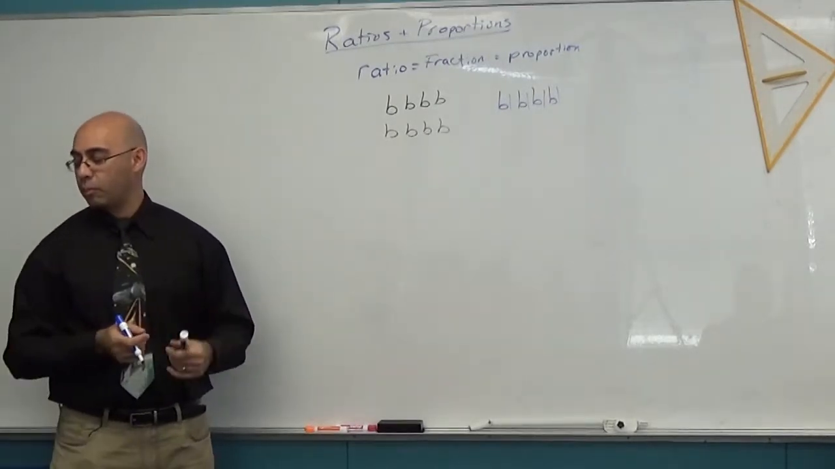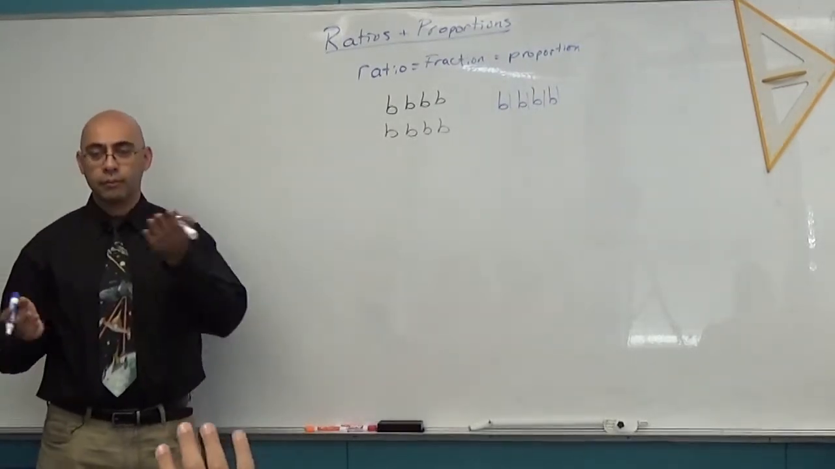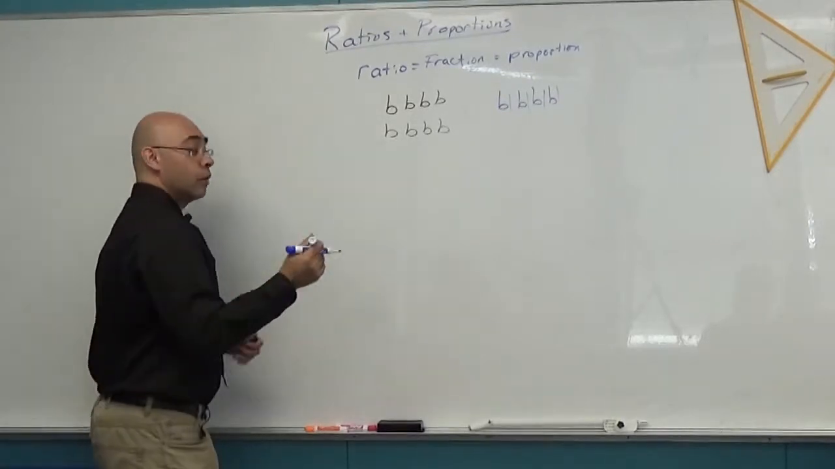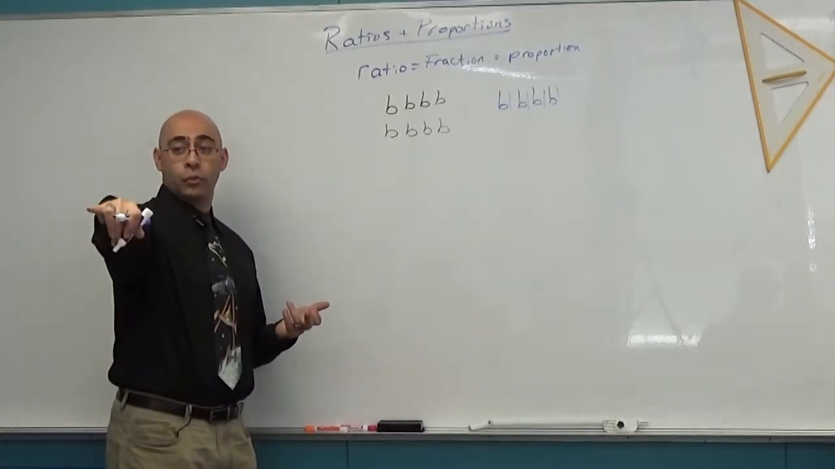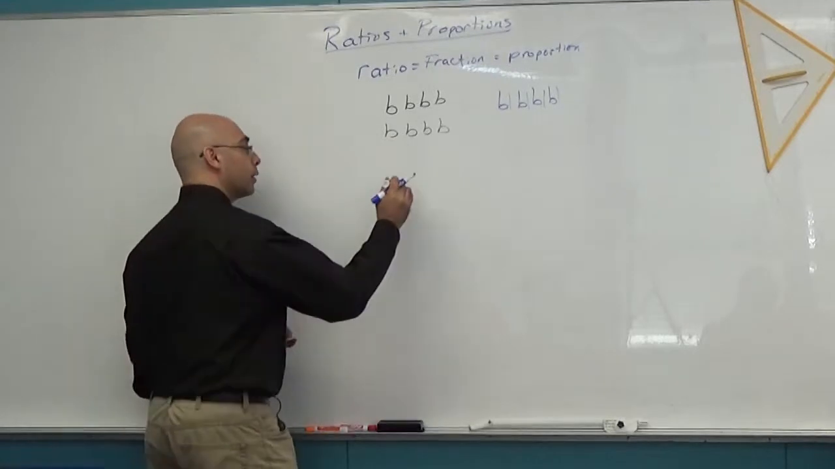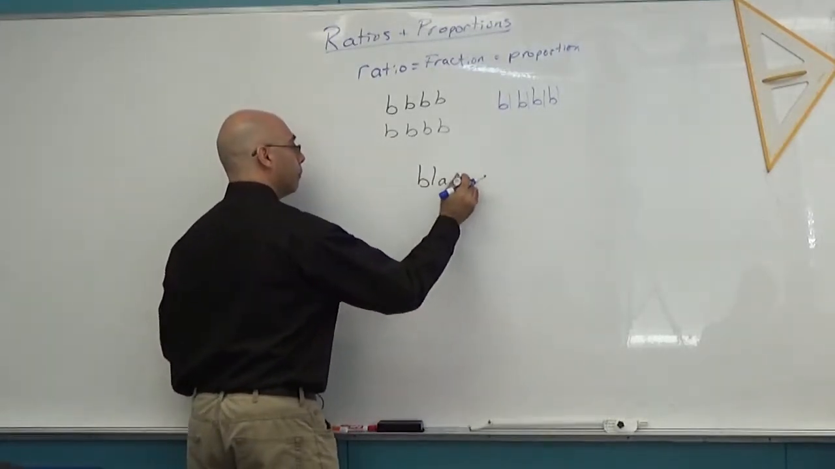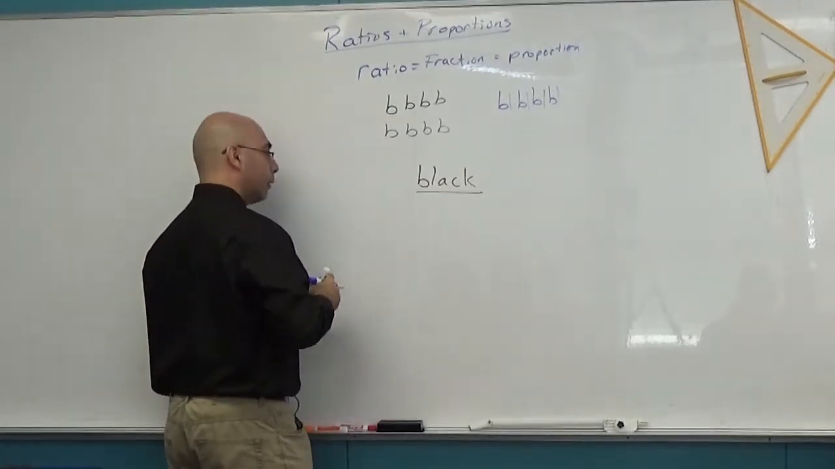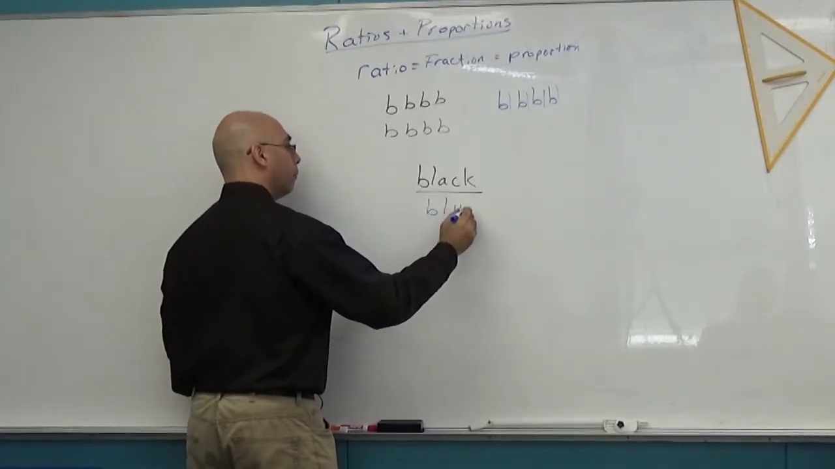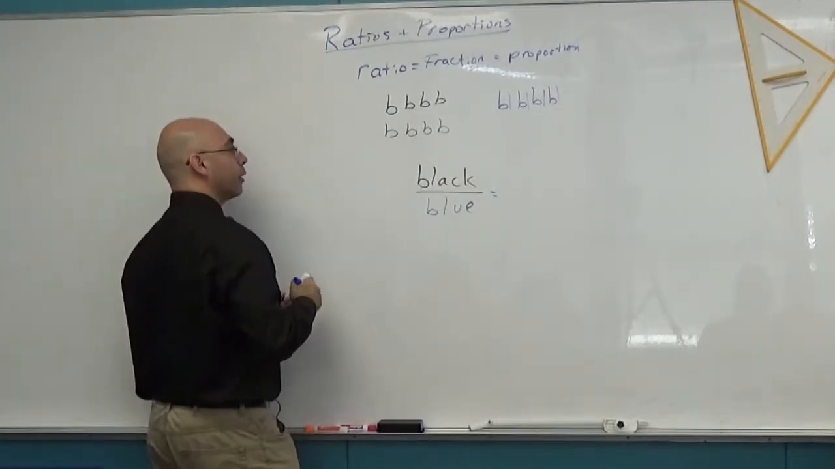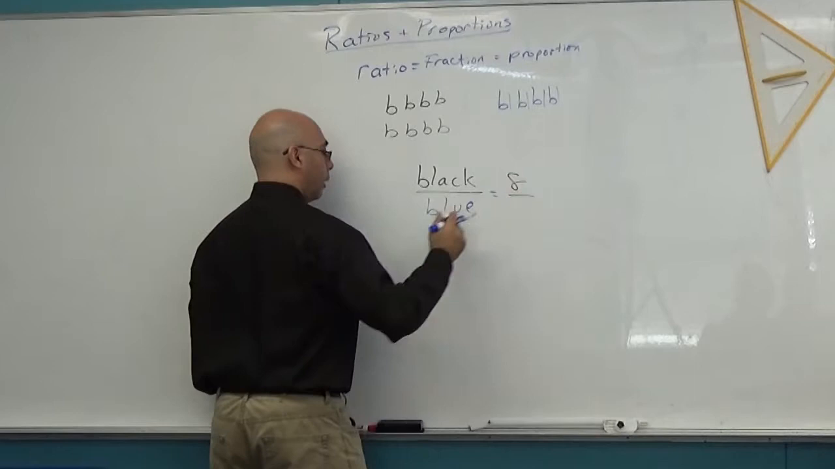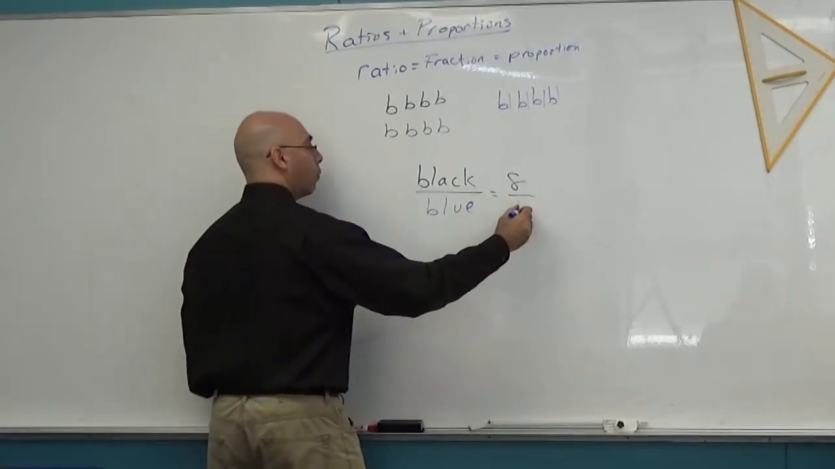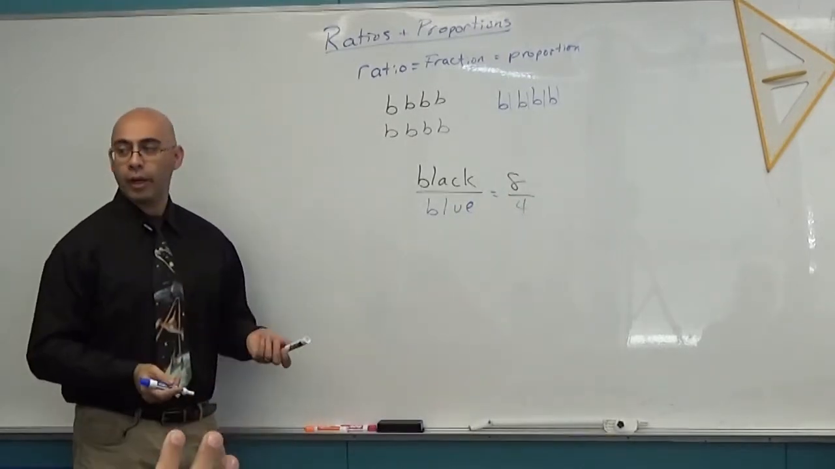There are blank times as many what as what? Black markers. So the first thing they are asking for is black, so that's what's going to go on top. And the second thing they want, we put on the bottom. Well, how many blacks are there? 8. How many blues are there? 4. Am I done? No, I can simplify that.